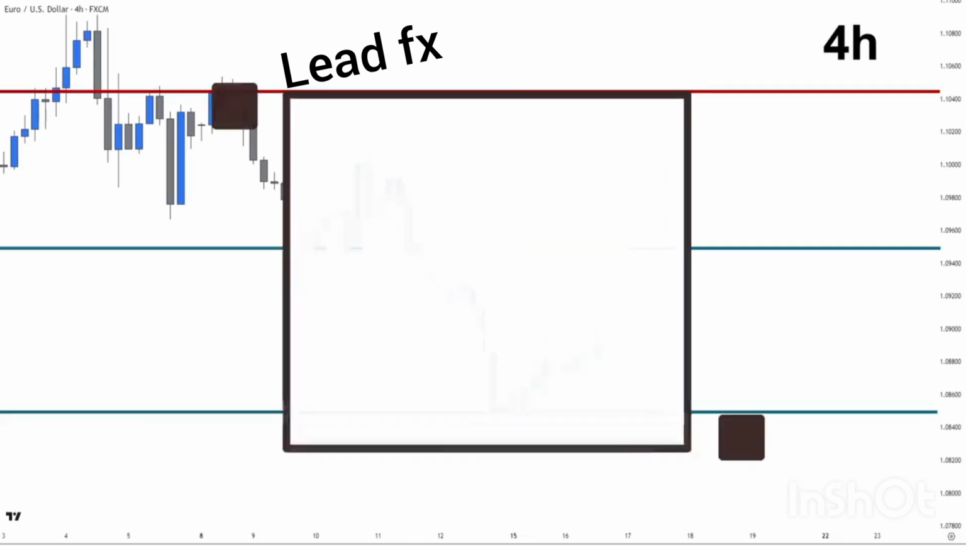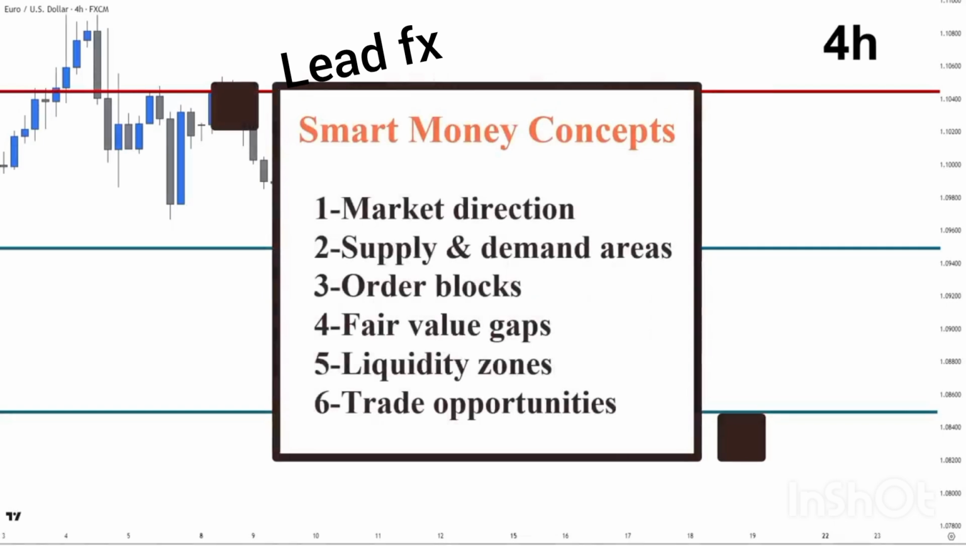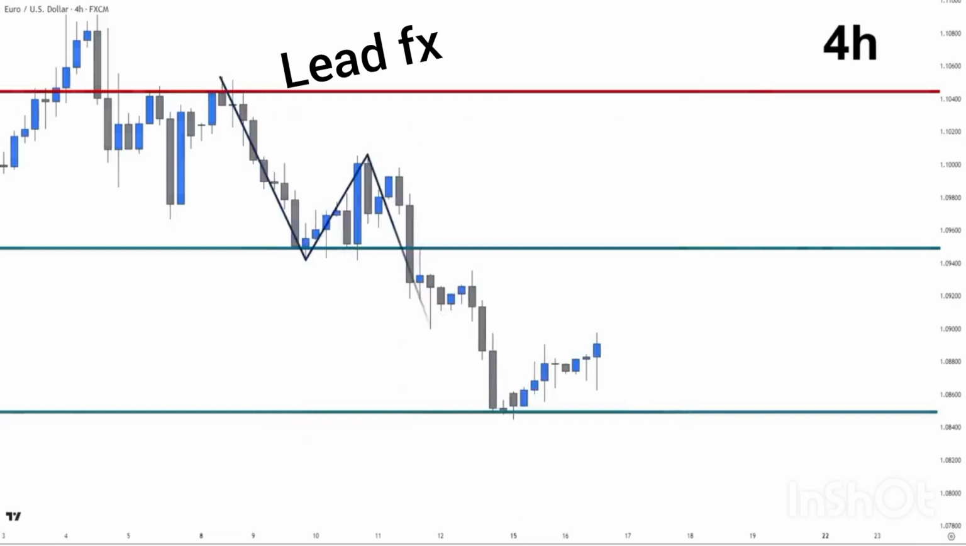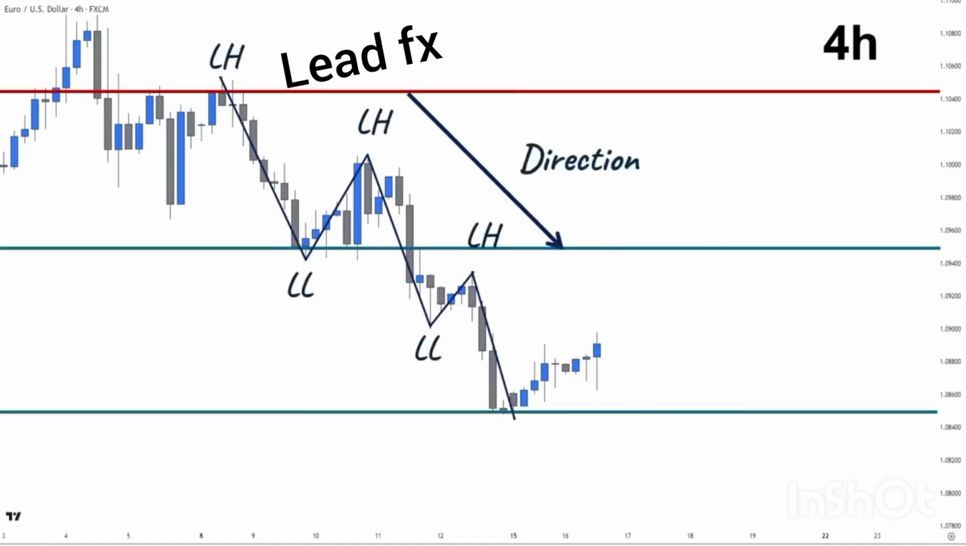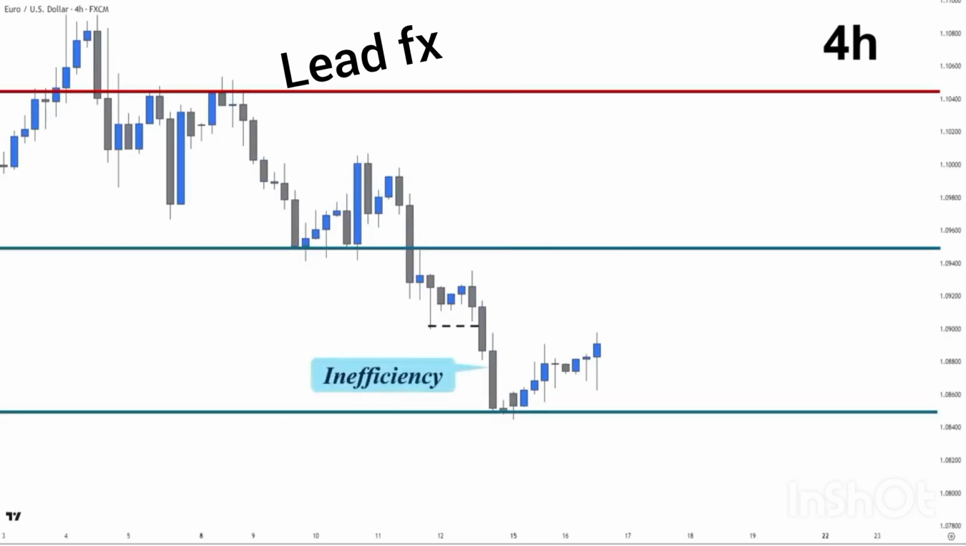So, the 4 hours is when we fully apply smart money concepts, which includes identifying market direction, supply and demand areas, order blocks, fair value gaps, liquidity zones, and possible trade opportunities. So here, the market has recently broken below a key daily level with momentum, which indicates that supply is in control. Currently, we have an inefficient move that created a fair value gap and a break of structure. So the candle that created the inefficiency is our order block zone, which could give us a possible short entry.